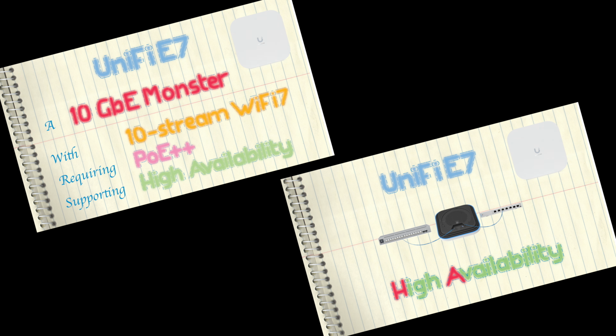Reason number one, I'm always intrigued by how high availability is implemented in a system. Second reason is there's zero documentation from Ubiquiti regarding E7 high availability.